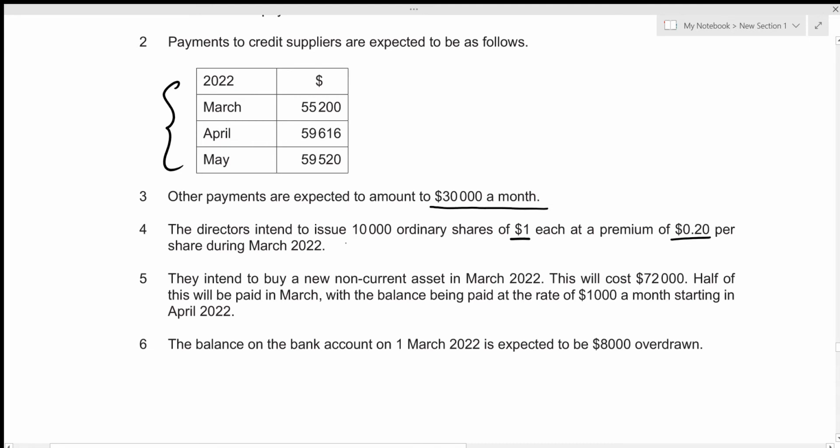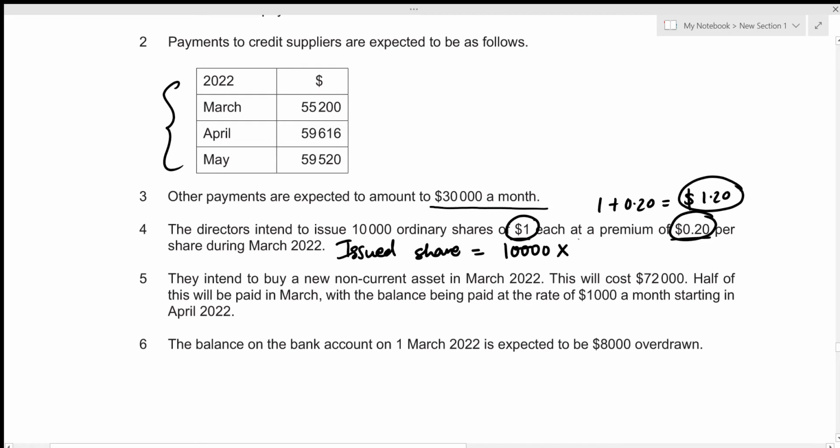Let's figure out the total value of the issued shares. So we are issuing 10,000 ordinary shares. That's the number of shares, and we just need to multiply it with the rate. And we can see that the nominal rate is $1, whereas we're issuing the shares at a premium, and the premium rate is 0.20. So the total rate is going to be 1 plus 0.20, which is 1.20. So we can just multiply our number of shares with this rate in order to figure out the total value. This gives the total value of issued shares to be 12,000.